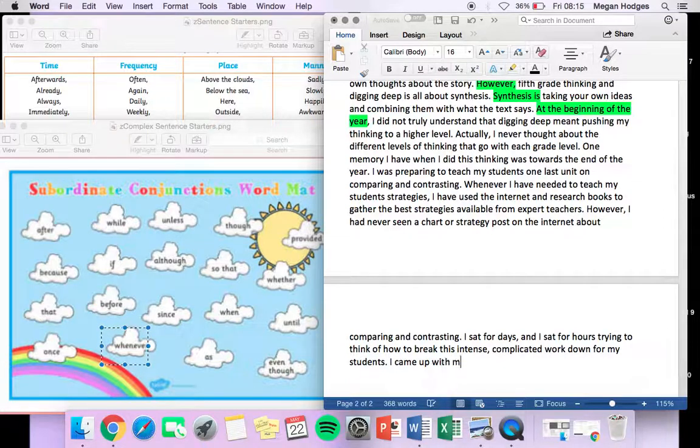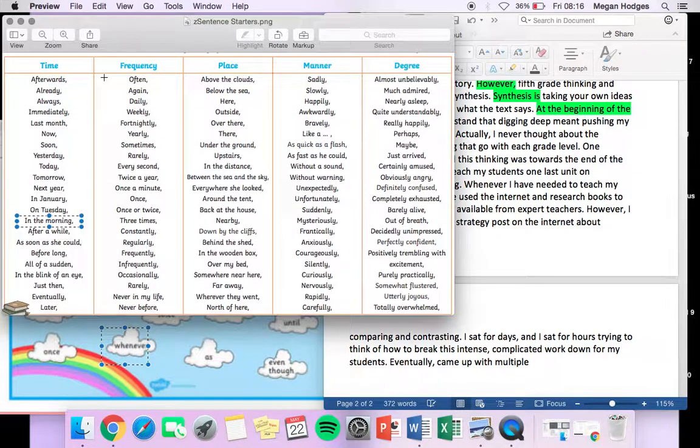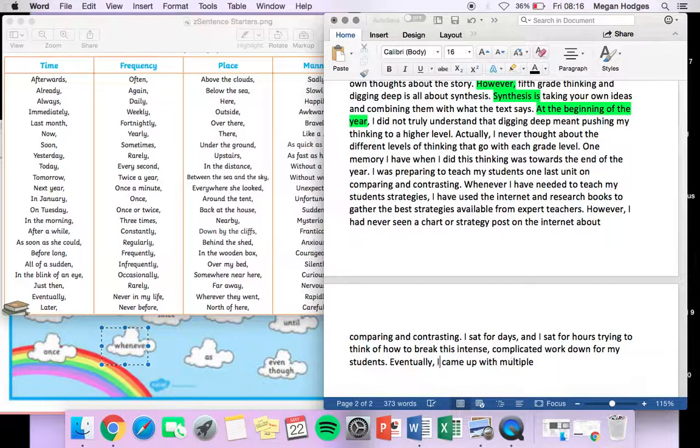I came up, well, I don't want to keep going. So I know a good one, which I think is maybe here. Yep, right there. Eventually, I came up with multiple strategies like look for novelty and leave breadcrumbs. Three-word summary. That's another way of saying leave breadcrumbs.